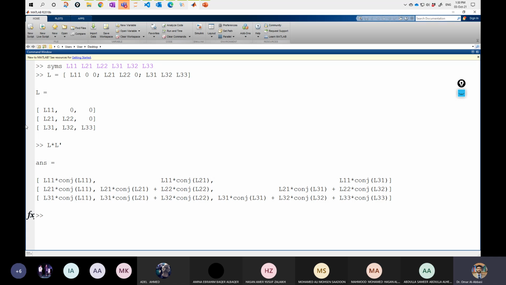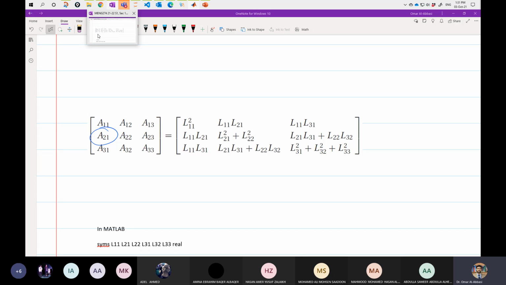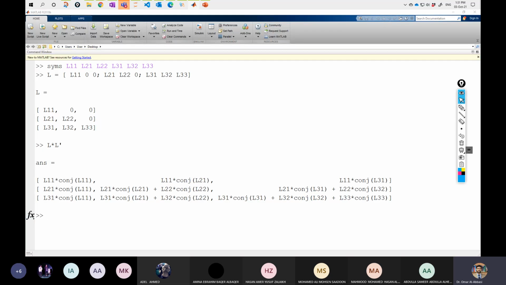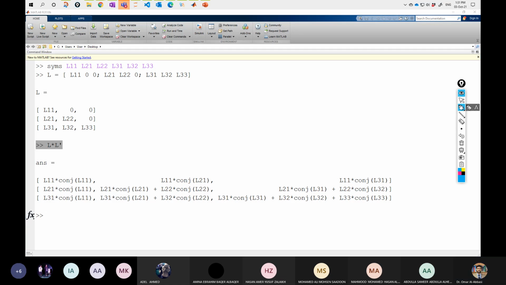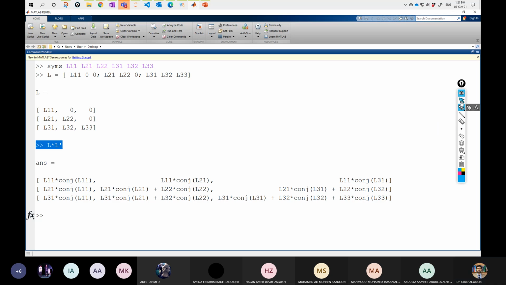Because when we defined L11 as a symbolic variable, it might be a real number or it might be an imaginary number. The transpose of a real number will not change anything, but the transpose of an imaginary number will lead to changing the angle. It's not working. I can't write on the screen. Okay, let me move back to OneNote.